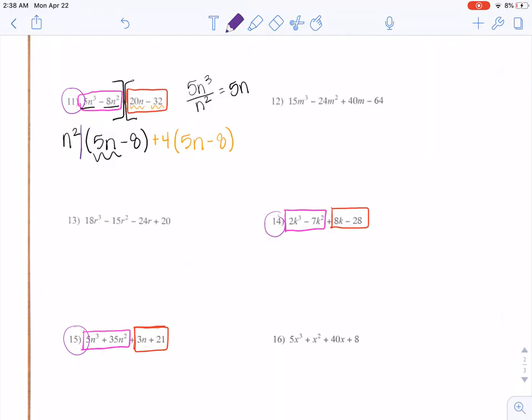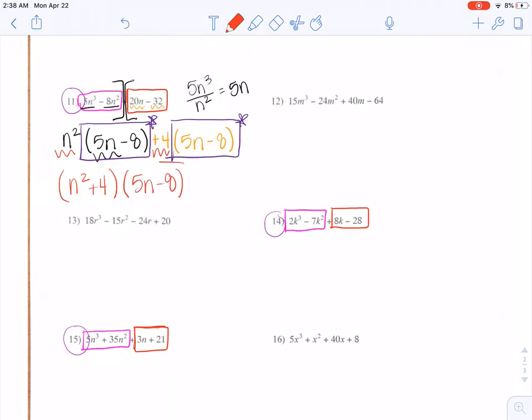If you guys recognize something, these pieces are the same, which is exactly what we want. If these two pieces are not the same, it means that we did something wrong. If they are the same, then we did something right. And so if I rewrite this, I have n squared and 4, these terms go together, times 5n minus 8. And this would be my final answer. Okay, seems a little tricky.